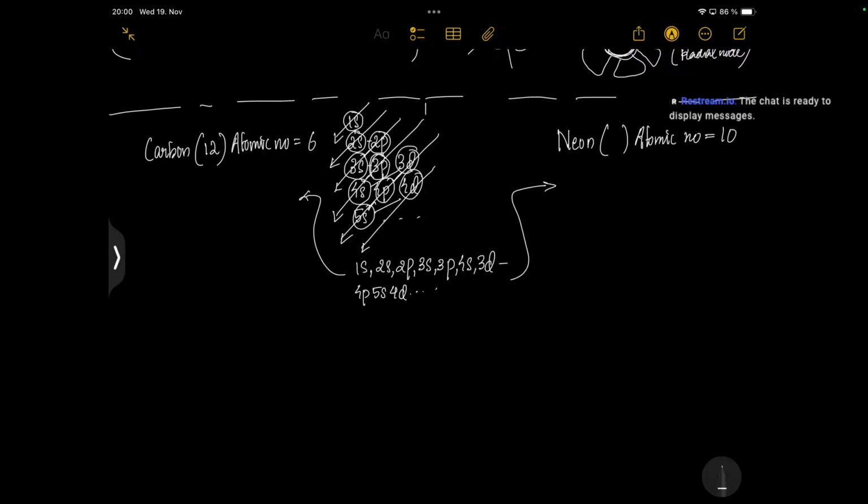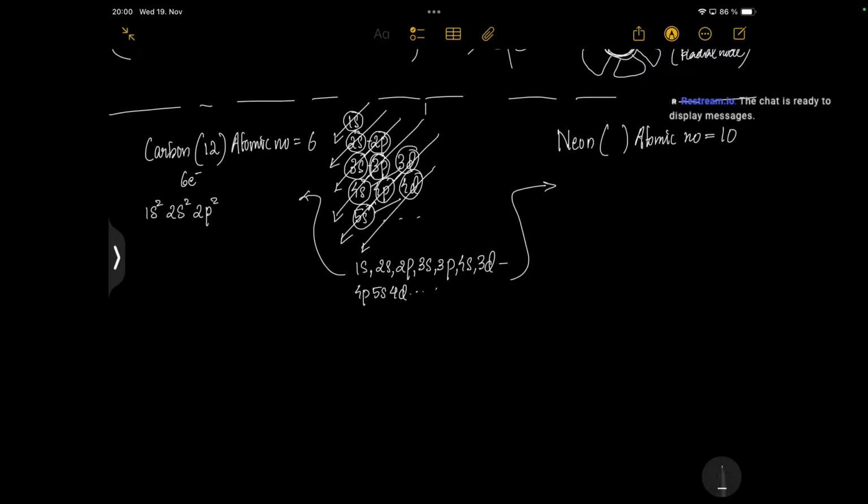So for carbon, it's 6 electrons. How are 6 electrons gonna be? 1s2, 2 electrons in the s orbital, 2s2, 2 electrons in the 2s orbital. So now it's already 4, and 2p2, that's gonna be in the 2p orbital. And now we got 6 electrons.